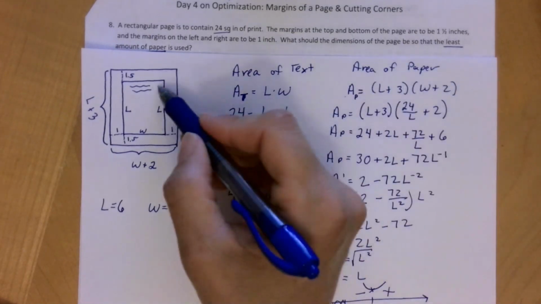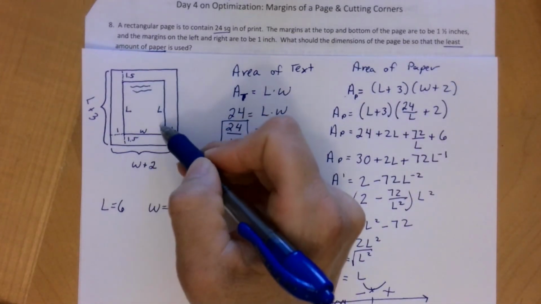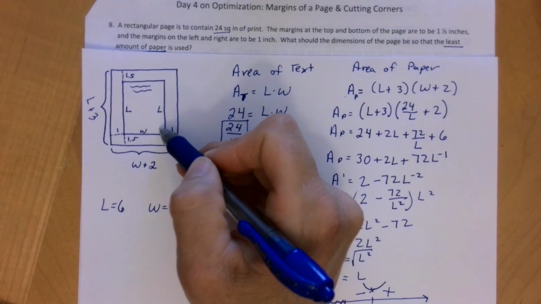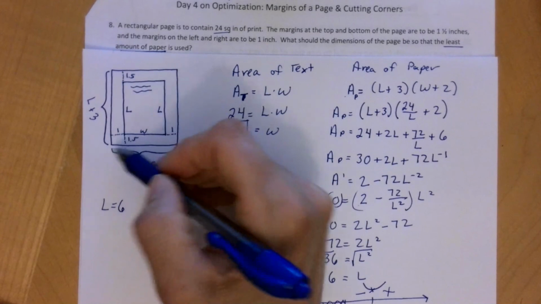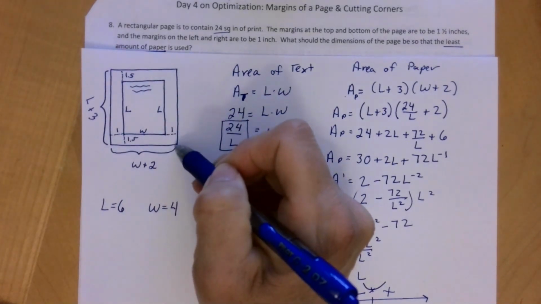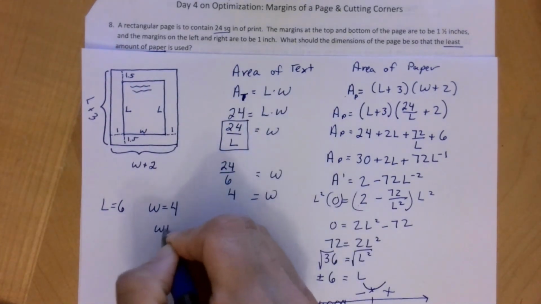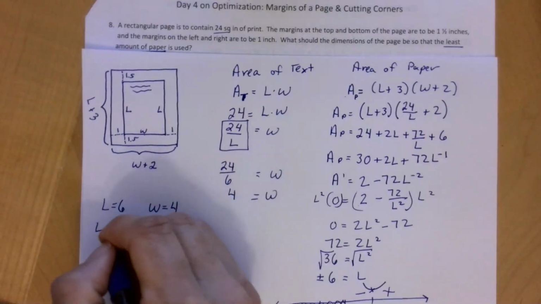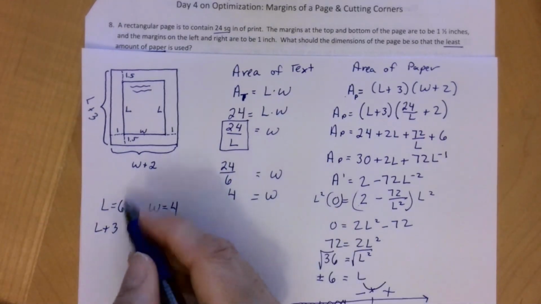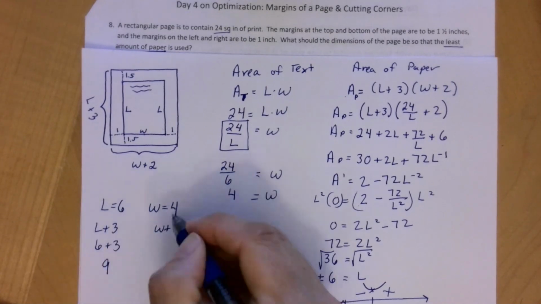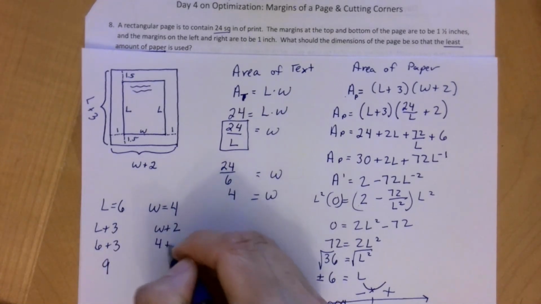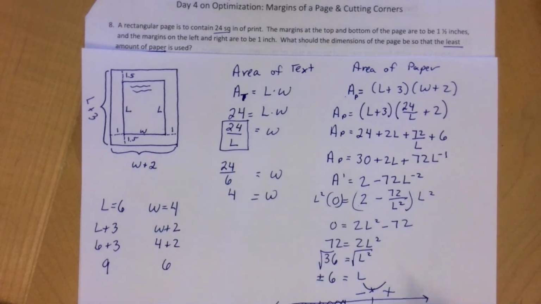Well, we have just found the dimensions of the actual print or the text. That's what L and W represent. We want the length and width of the paper itself. So I really need to find what W plus 2 is and what L plus 3 is. Well, I know L is 6, so that would be 6 plus 3, which would be 9. And then I know W is 4, so 4 plus 2 would be 6. So my final dimensions here are going to be a 9-inch by 6-inch piece of paper.